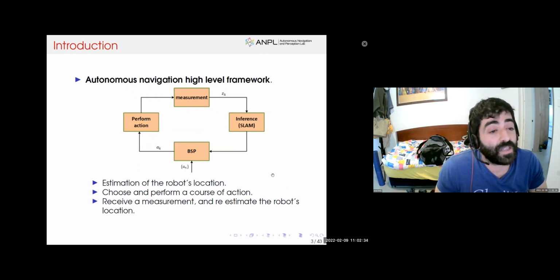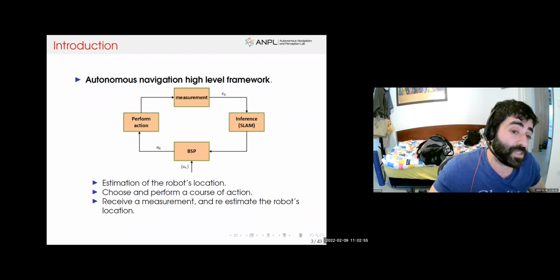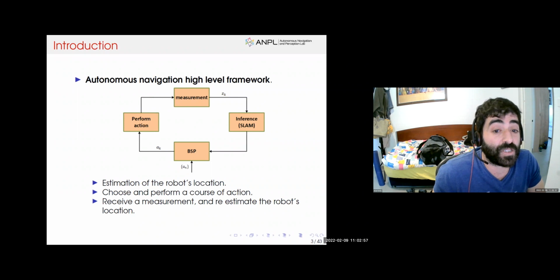If we look at the autonomous navigation high-level framework, we can actually divide this framework into four main sections. The first section will be to estimate the current location, where in the beginning, we have an initial estimation, which is called the prior estimation. The second section will be to execute an action. In general, in the planning phase, which is outside of the scope of this work, we wish to choose the best action, where best action is a very wide term. But again, this is outside the scope of this work.